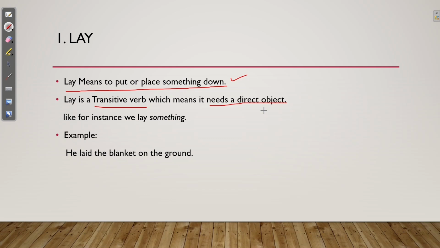Now laid is a form of lay, so we will also see the different forms of lay as well. So just remember that lay always needs something. Okay, meaning we always lay something, and something is the object that we are laying. Right, so you can see the example below. He laid the blanket on the ground. Now the blanket over here is the object, the direct object after lay. Now this is the second form of lay, which is laid. We will see the forms in just a second. So remember that lay always needs the direct object.